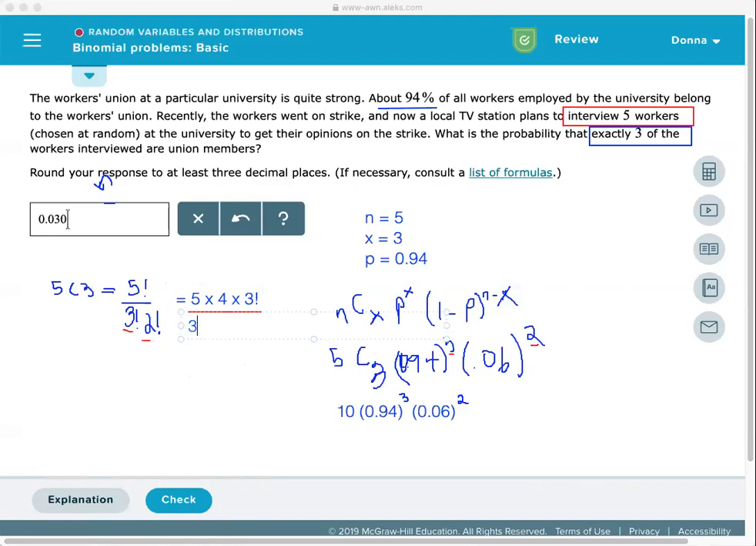So I have 3 factorial in the denominator, and 2 factorial is 2 times 1. So I can cancel those 2 factorials. So I can cancel the 3 factorial here and the 3 factorial here. 5 times 4 is 20, and 20 divided by 2 is 10. Or I can cancel the 2 into the 4. 2 goes into itself 1 time, and 2 goes into 4 2 times. And so then I also get 5 times 2, which is 10. So that's where the 10 came from in our computation.